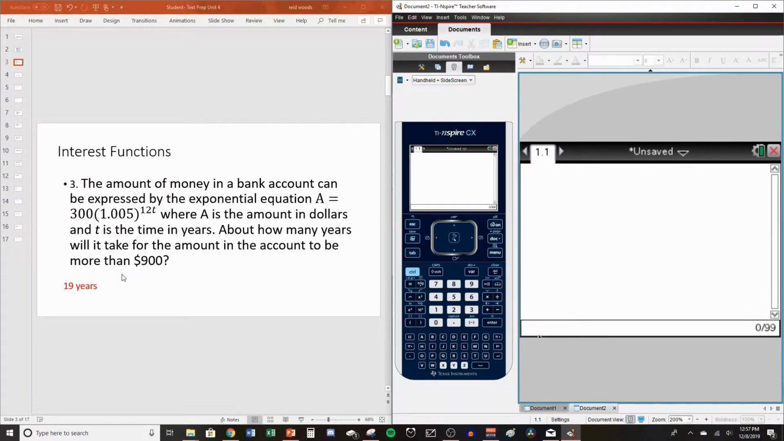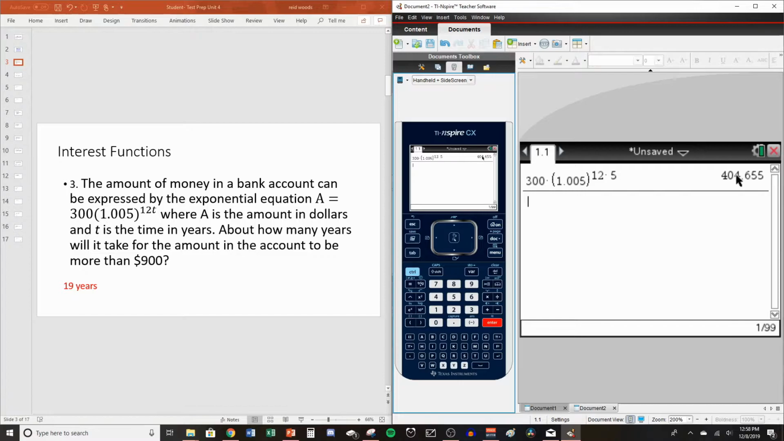So I'm going to take my equation, 300 parentheses 1.005. We're going to raise that to the 12t. Well, and instead of t, we need to put in a number of years. How many years will it take for the amount in the account to be more than 900? Well, let's start with maybe 5.